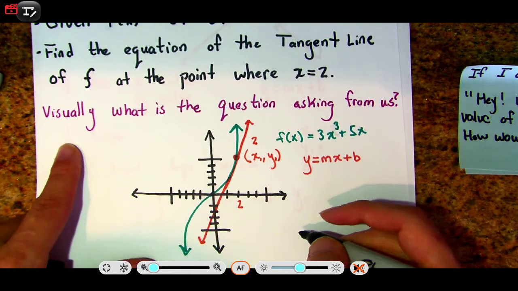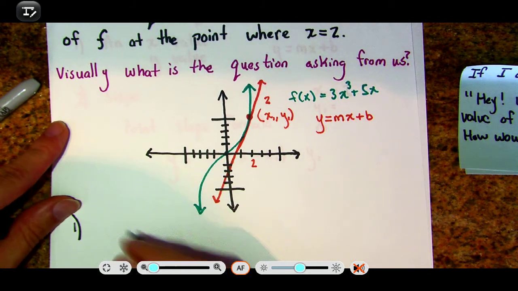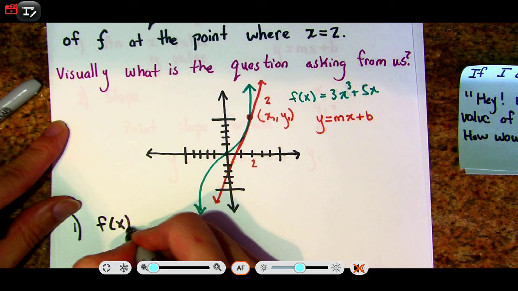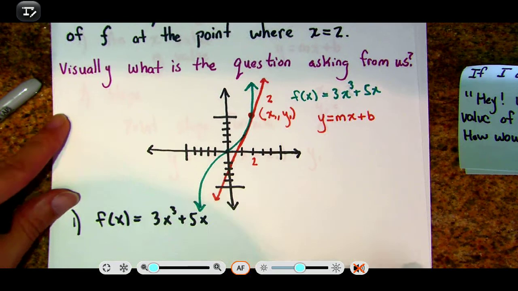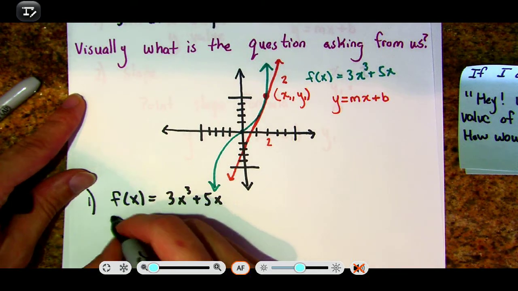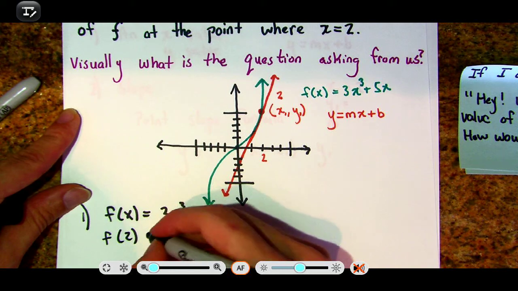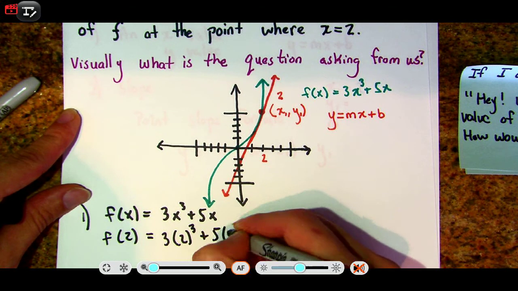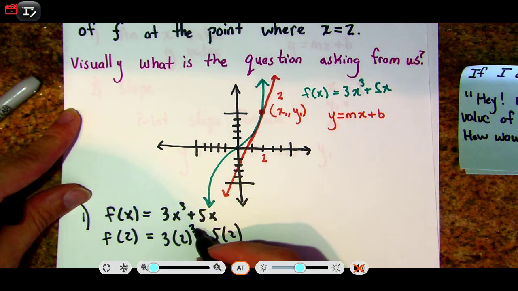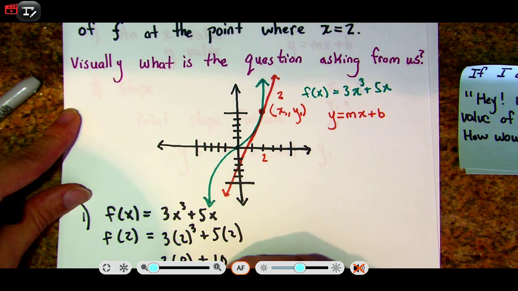So 1, let's just find the point. If I have f of x equals 3x cubed plus 5x, then what is f of 2? When I have 2, what is this y value here? So it's just 3 times 2 cubed plus 5 times 2. 2 cubed is 8, so 3 times 8 plus 10, which is 24 plus 10, which is 34.